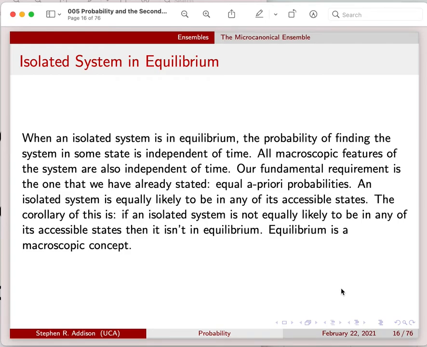And our fundamental requirement is one that we've already stated: equal a priori probabilities. So an isolated system is equally likely to be in any of its accessible states. The corollary of this is, if an isolated system is not equally likely to be in any of its accessible states, then it's not in equilibrium. Equilibrium, by the way, is a macroscopic concept, not a microscopic concept.